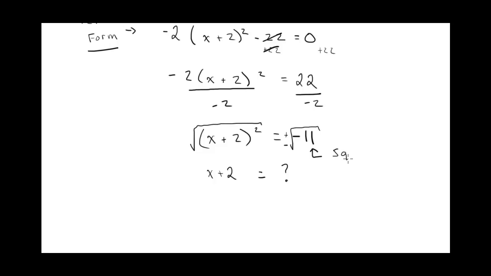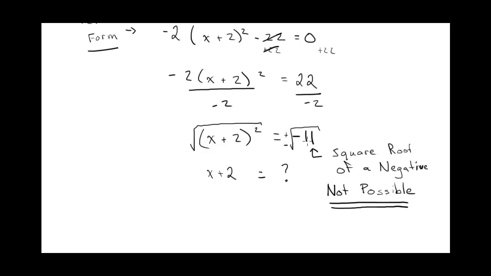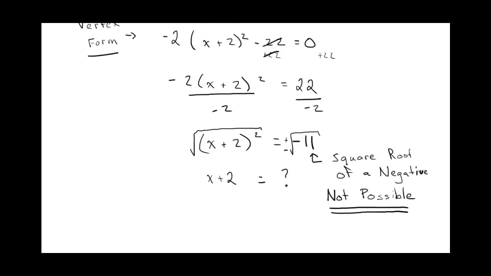Square root of a negative. Well, we can't take the square root of a negative number. Right? There's no way a number multiplied by itself will give you a negative number. So this is not possible. You could put it into your calculator to give you an error, but that should make sense, that you can't take the square root of a negative number.